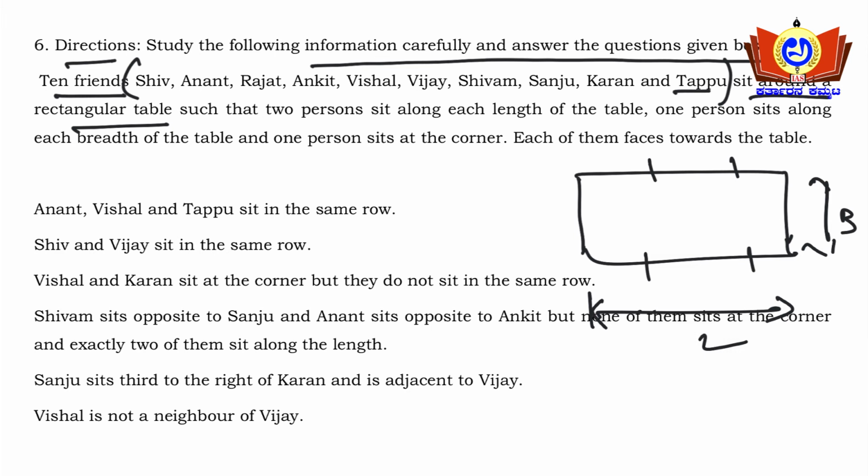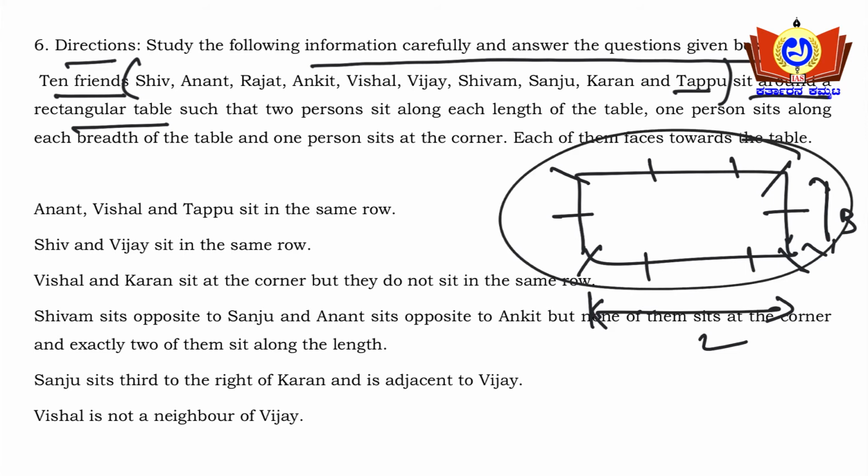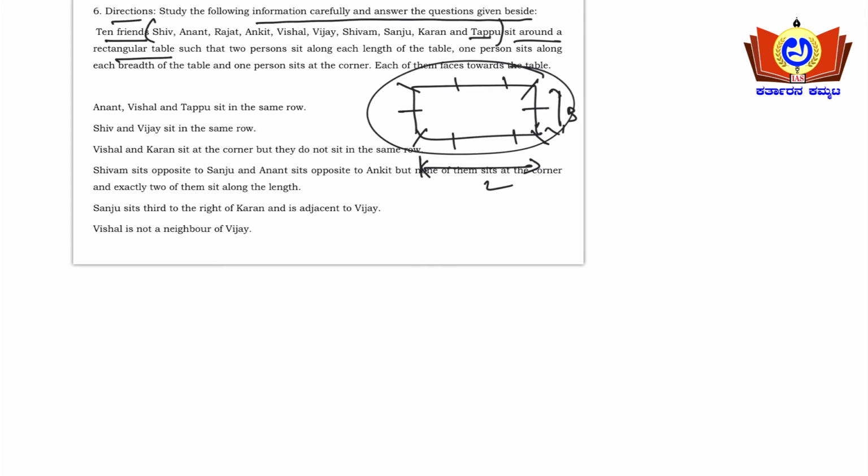1 person sits along each breadth. So 1 person will be sitting on each breadth of the table. 1 person sits at the corner. So 1, 2, 3, 4, and 1, 2, 3, 4, 5, 6, 7, 8, 9, 10. So 10 persons over. Okay, so in this fashion, in a rectangular table, they will be sitting here. To be more precise, I'll write once more here.